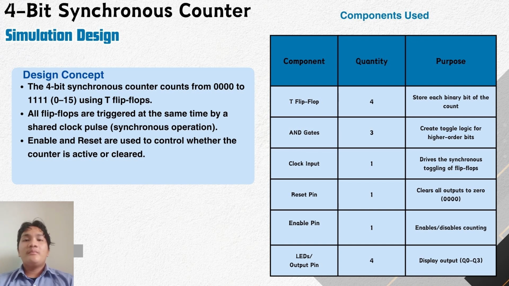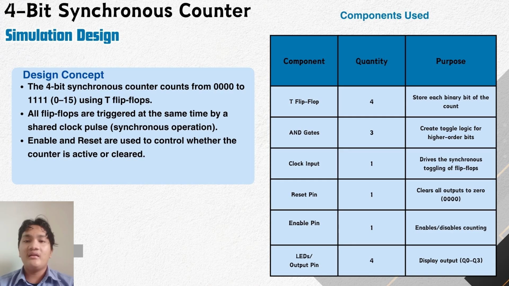The counter counts in binary from 0000 to 1111, which is decimal 0 to 15, using 4 T flip-flops. Because it is synchronous, all flip-flops are triggered at the same time by a single clock signal, ensuring accurate and stable counting. An enable input is used to control when the counter is active, while a reset input clears the counter back to 0000.